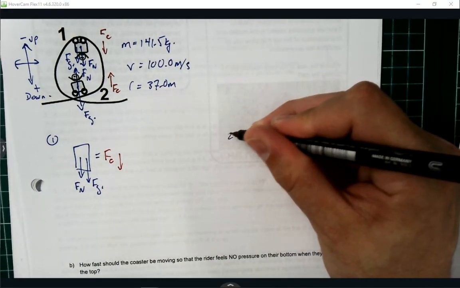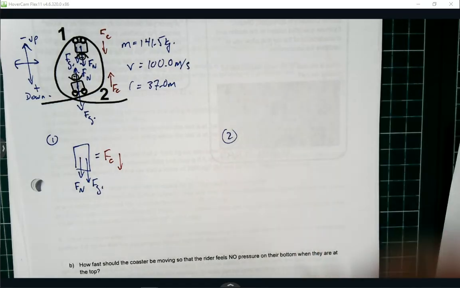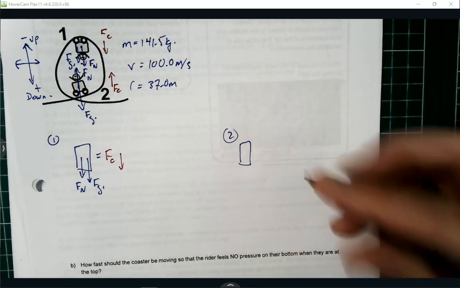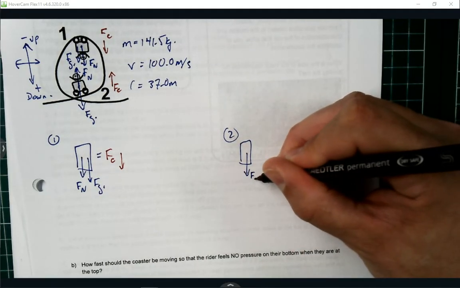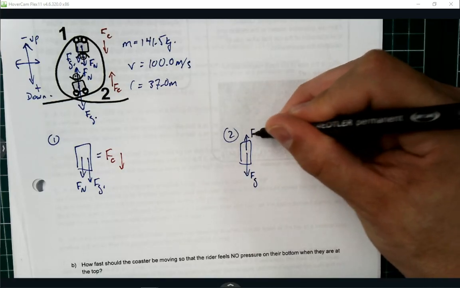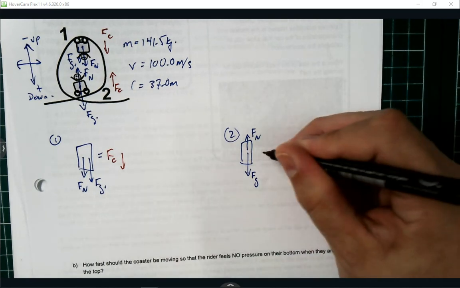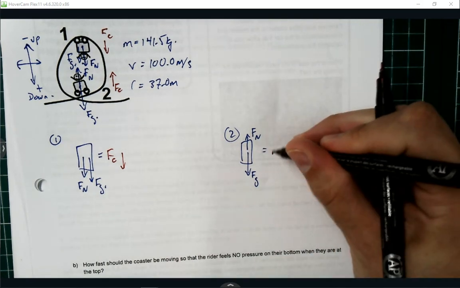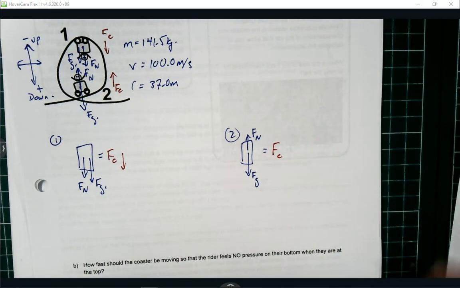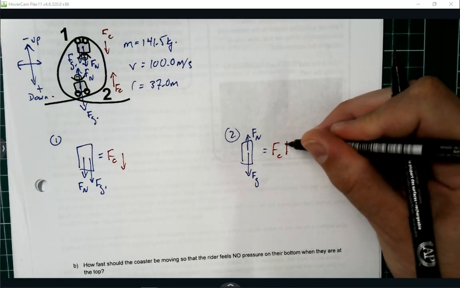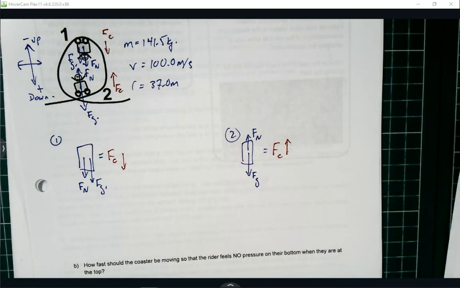Scenario 2, I would have FG down, F normal pressing up on my bum. Notice F normal is pressing down on my bum in the first one because I'm at the top, I'm upside down, so normal force is pushing down on my bum because I'm upside down. And that's equal to FC. Again, notice that I don't attach FC to the diagram, and then FC is pointing upwards in this case.